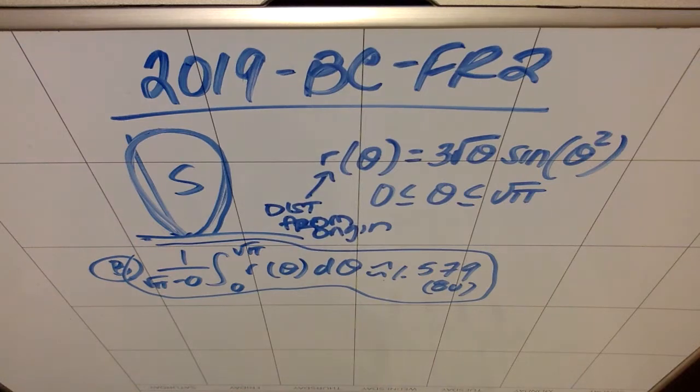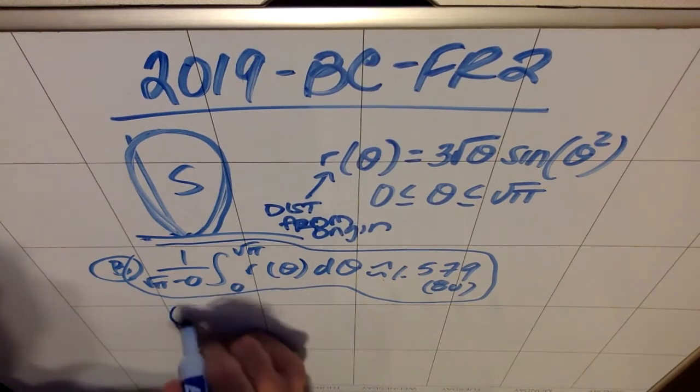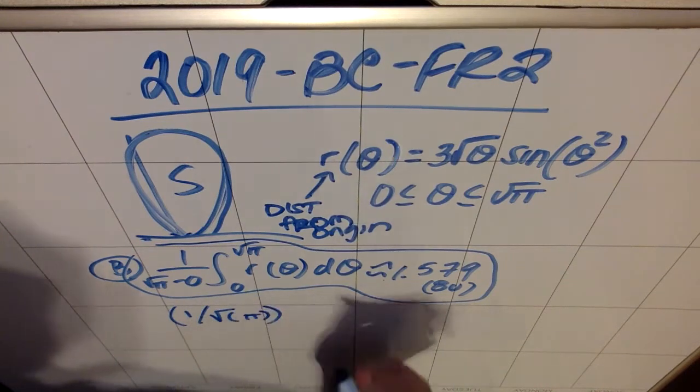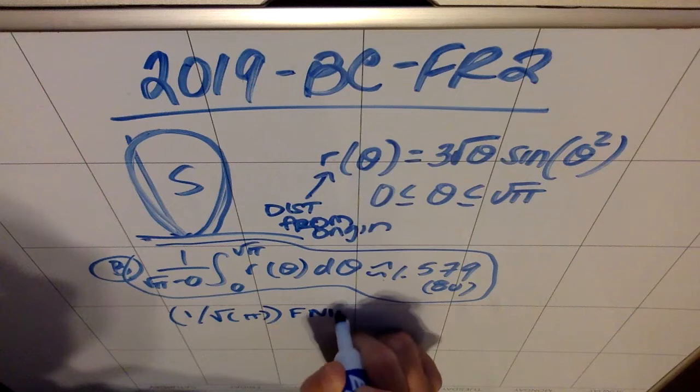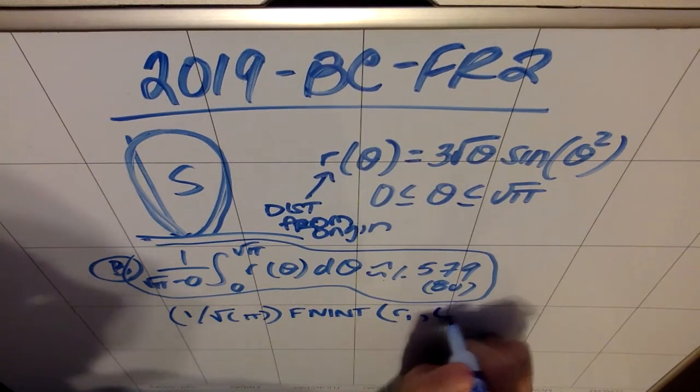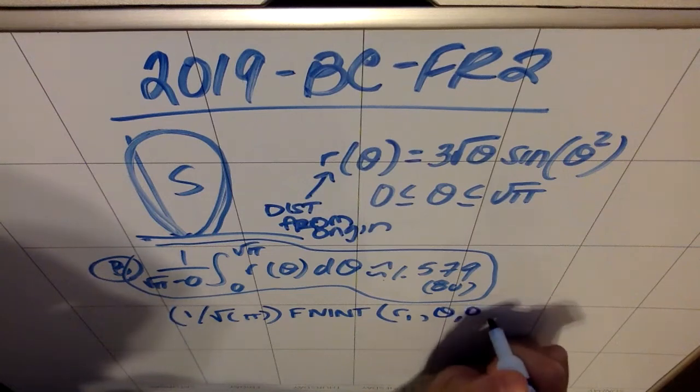So I'm going to make sure that I put 1 divided by square root of parentheses pi, right? And then math 9, which is my function integrate, r sub 1, make sure it's not squared anymore, with respect to theta from 0 to the square root of pi.